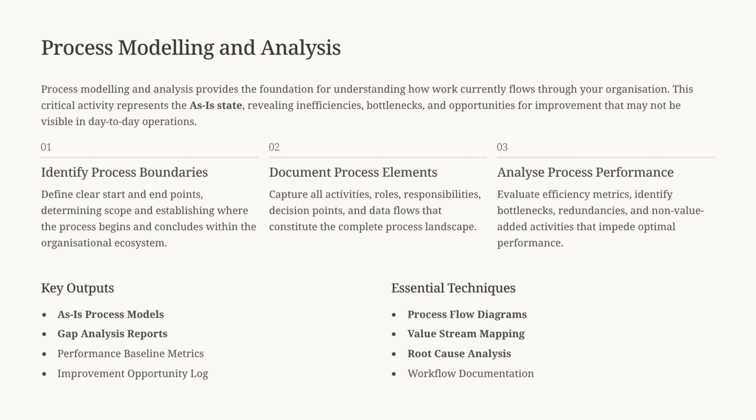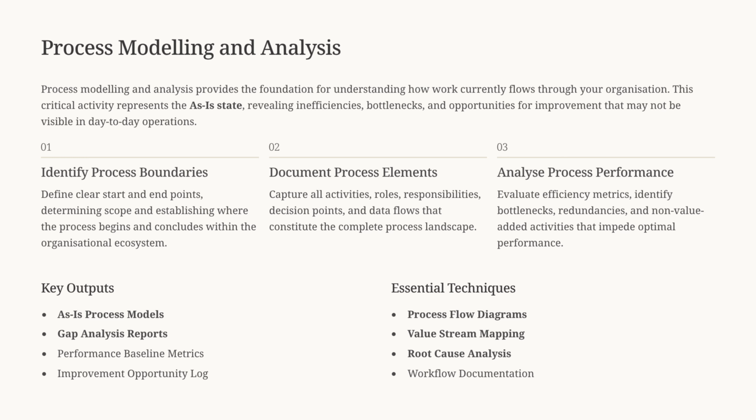Next, document every element of that process: the people, activities, decisions, and data flows involved. Map it all out using a process flow diagram. This makes hidden inefficiencies visible and gives everyone a common understanding of how work truly happens. Then, analyze performance, look for bottlenecks, redundancies, and any non-value-added activities that slow things down. The key outputs of this stage include as-is process models, gap analysis reports, and performance baselines. These become the foundation for redesigning how the process should work.